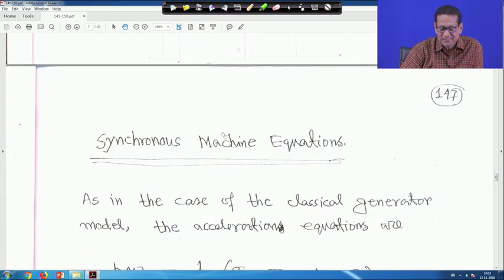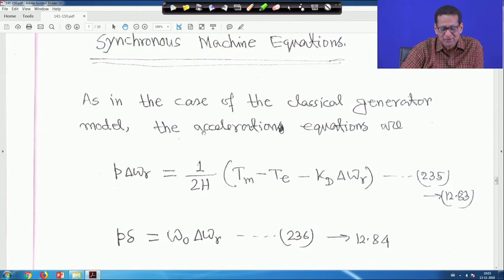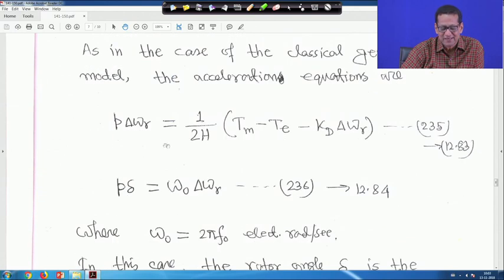In the case of the classical generator model, the acceleration equations we have seen are P delta omega r equal to 1 upon 2H into Tm minus T minus Kd delta omega r, and P delta delta is omega 0 delta omega r. Or in small perturbation form, P delta omega r is 1 upon 2H into delta Tm minus delta T minus Kd delta omega r, and P delta delta will be omega 0 delta omega r, right.